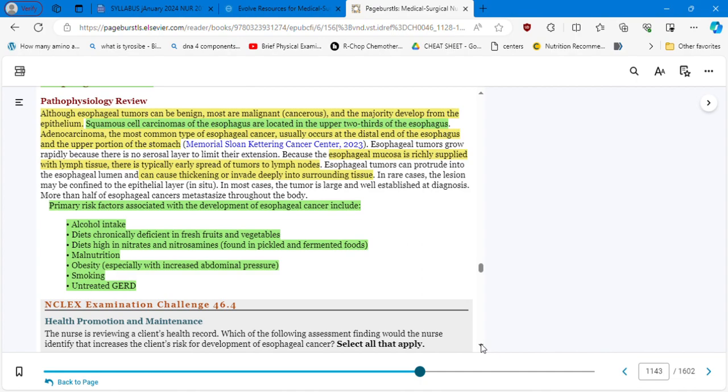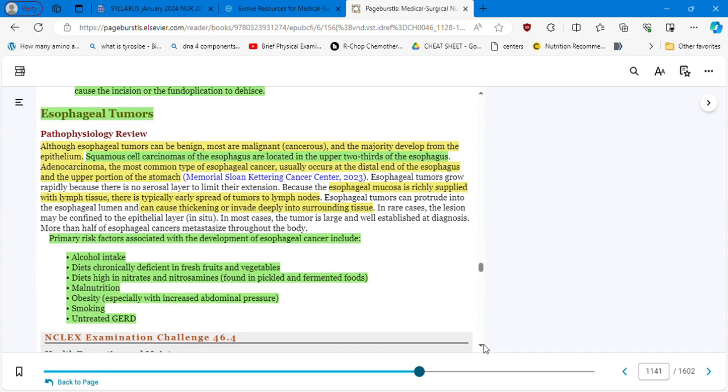Esophageal mucosa is richly supplied with lymph tissue. There is typically early spread of tumors to lymph nodes. So metastasis is going to be common and can cause thickening or invade deeply into surrounding tissues. Esophageal cancer is not, it's not a joke.